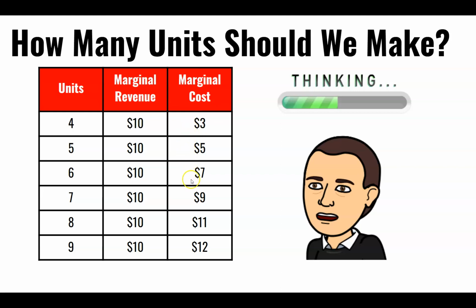And I'll keep doing that process until I get to 7 units. That is the last place where marginal revenue is either greater than or equal to marginal cost. If I make 8 units, it'll cost me more to make it than I'll earn. I would never pay $11 to get $10 back. That would be counterproductive. That would be silly. So I won't produce 8 units, but I will produce 7, and that will be the greatest possible profit for me as a firm.